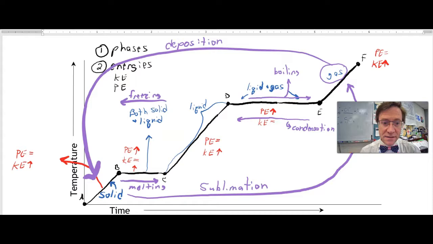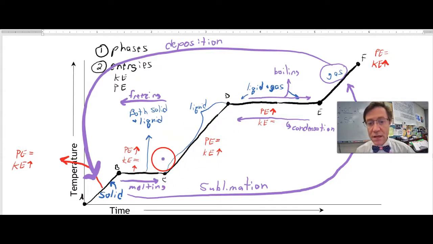There are 3 different phases, and in each part of this graph, each line segment, we need to know what's going on with the potential and kinetic energies. Anytime the line goes up, that means kinetic energy goes up. Potential energy has to stay the same. If the line is staying flat, that means temperature is staying the same. That means kinetic energy is staying the same. Potential energy is the one that's increasing, or decreasing if you're cooling.